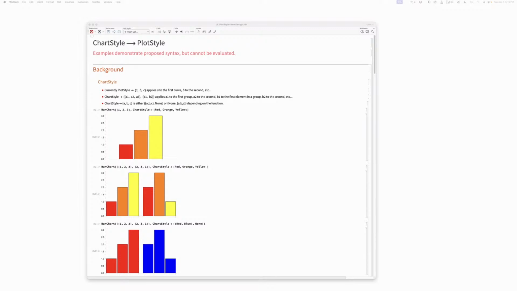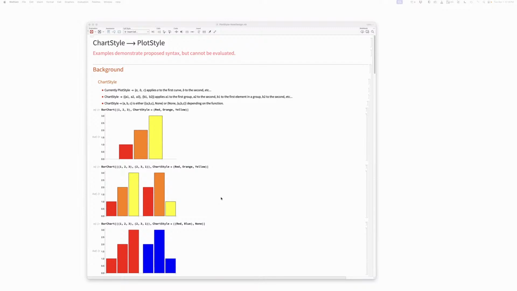For eons and eons, we had the option PlotStyle that determines the styles of things in plots. When we started introducing things like bar charts and other things that we thought of as charts, we introduced a new option, ChartStyle, which is very similar to PlotStyle, but not exactly the same. This has been very confusing to everybody, including me, including LLMs, including both humans and AIs. So we want to fix this.